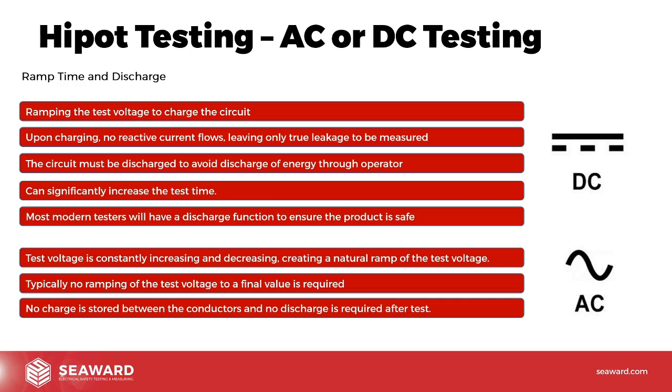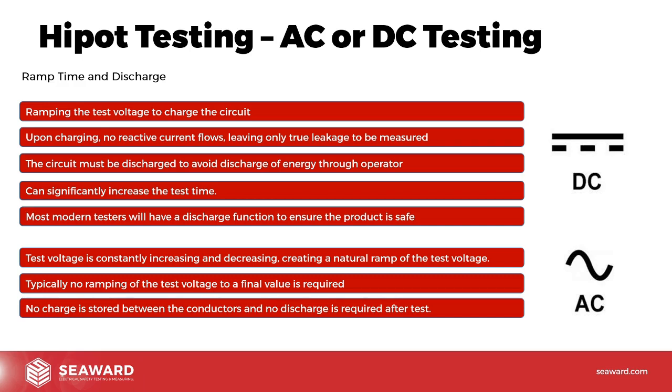However, the next time frame and potential safety aspect is that once we get to full charge on a DC product, we then need to consider discharging the product at the end of the test. What we don't want to happen is that the product stays charged, the operator comes along, touches the product, and that discharge then happens through the operator. So we also need to ensure that the product is suitably discharged at the end of the test. Now, most modern testers will have a discharge path. In fact, in terms of 61010, it's now a requirement that any Hipot tester does have a discharge path, so it can discharge the product under test. But that will, again, add time to the production line.